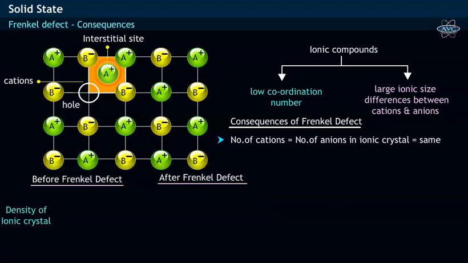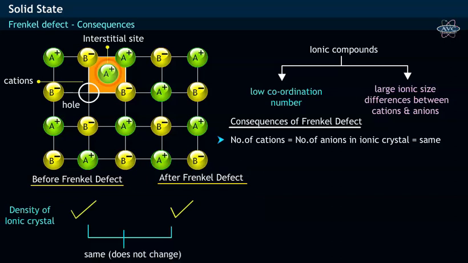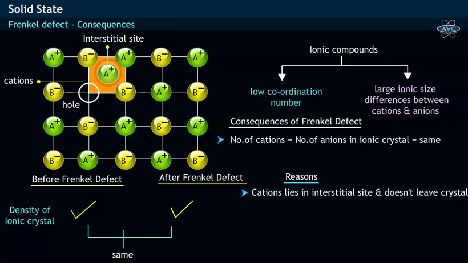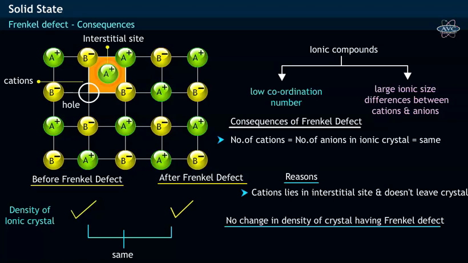The density of ionic crystal before and after Frenkel defect remains the same and does not change. This is because in Frenkel defect, the cation lies in the interstitial site without leaving the ionic crystal. Since in Frenkel defect there is no change in density, even though after dislocation of cation, it is also called as dislocation defect.